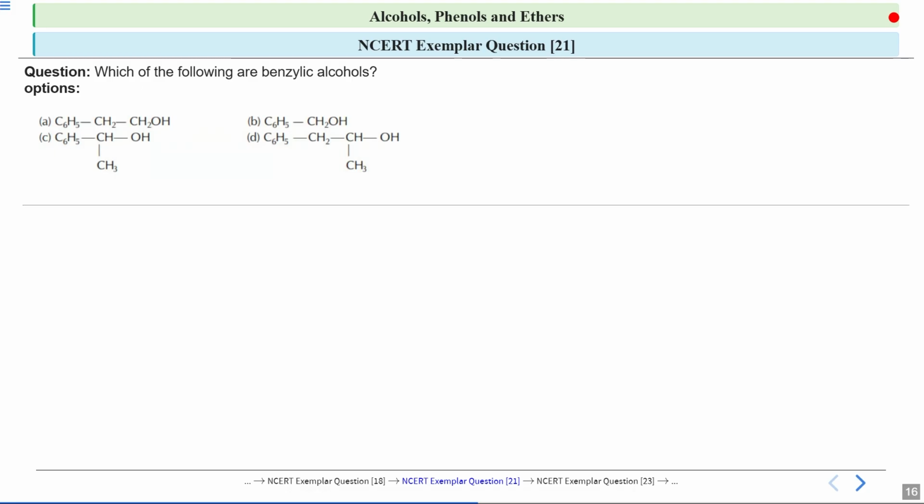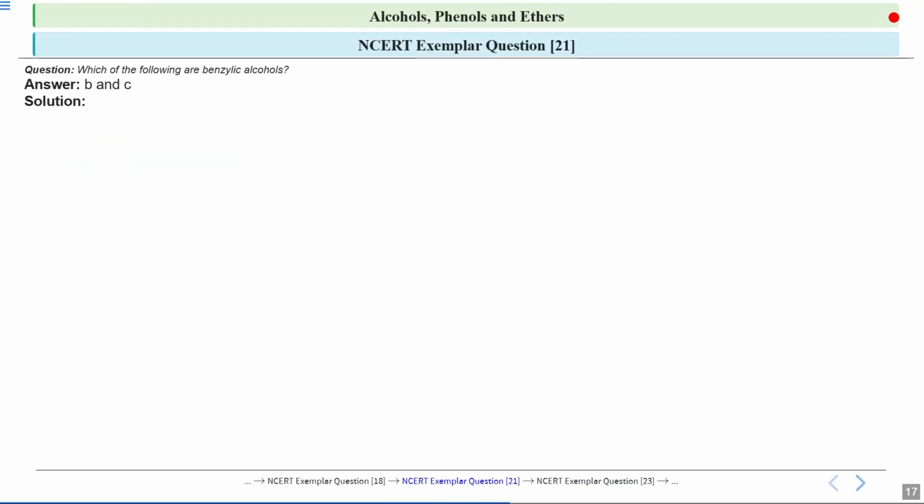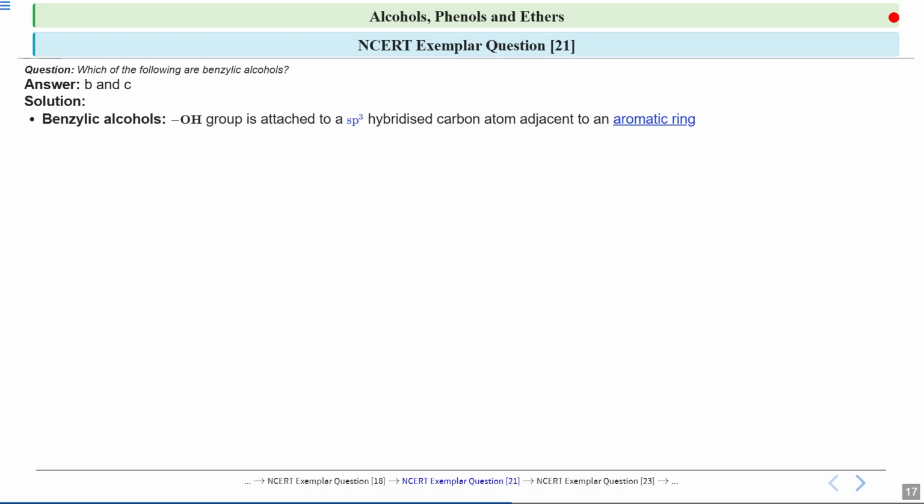Okay students, let's see the solution now. The correct option for this question is B and C. So B and C are benzylic alcohols. Now let us check the solution. First of all, we need to define what benzylic alcohols are. A benzylic alcohol has an OH group that is attached to an sp3 hybridized carbon that is adjacent to an aromatic ring.